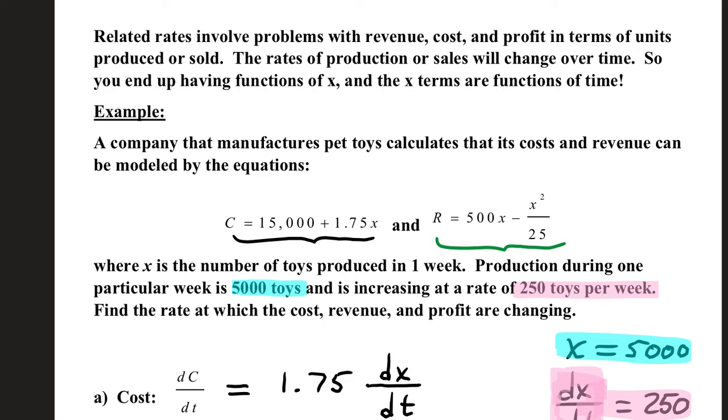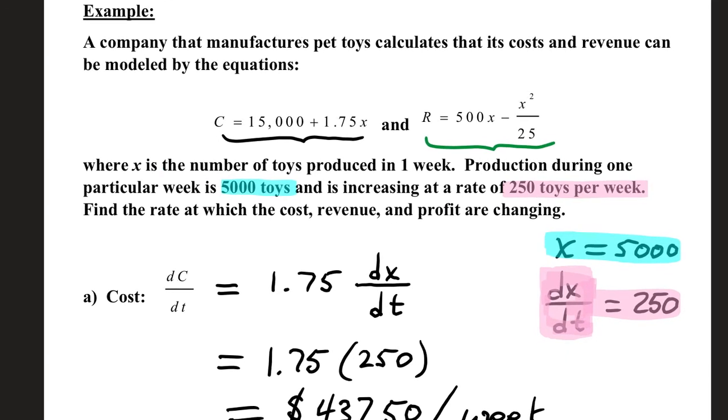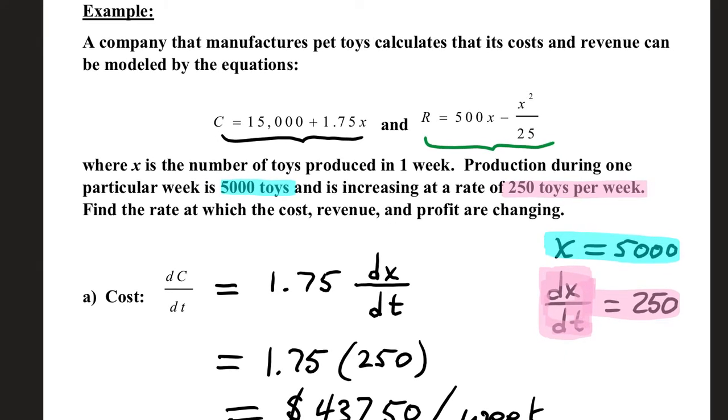Example, a company that manufactures pet toys calculates that its cost and revenue can be modeled by the equations given. X is the number of toys produced in 1 week. Production during one particular week is 5,000 toys, and that rate is increasing at 250 toys per week. Find the rate at which the cost, revenue, and profit are changing.